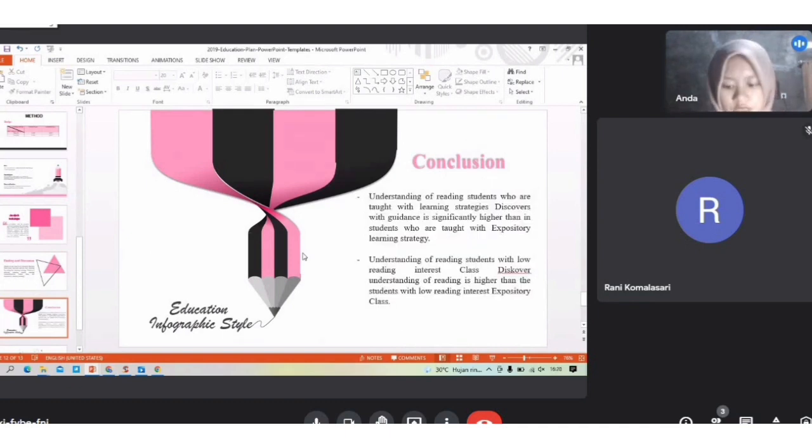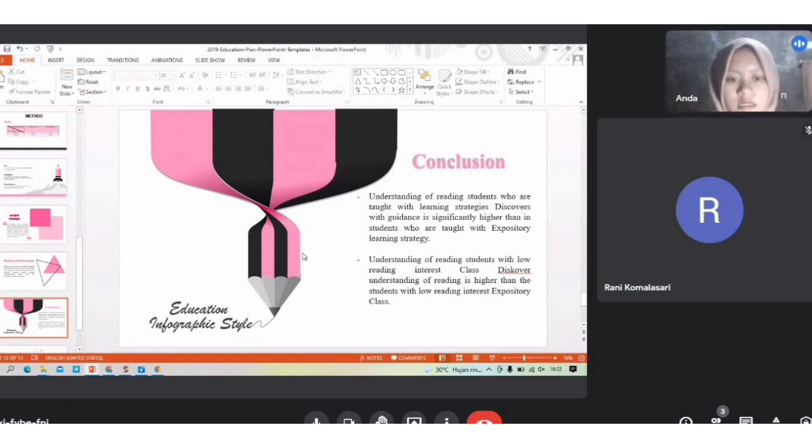Next is the conclusions. Based on the results of research that has been done, the researcher then puts forward some conclusions as follows. First is understanding of reading. Students who are taught with the discovery learning strategy with guidance are significantly higher than students who are taught with the expository learning strategy.